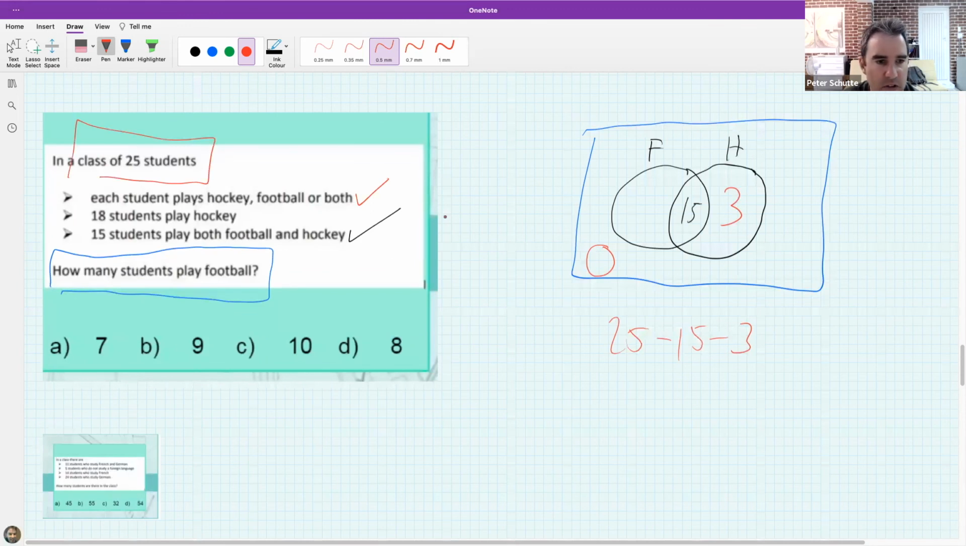And so then what will my answer be then? I think it's going to be 7, because I know that in this region, there must be 25, because I know there's 25 students in total, but nobody does nothing. If I've got 18 so far, this must be 7, which is A.